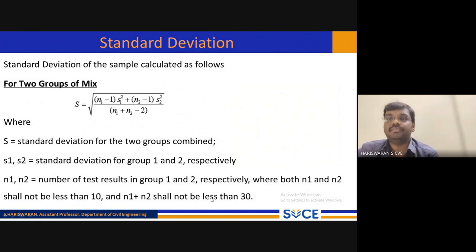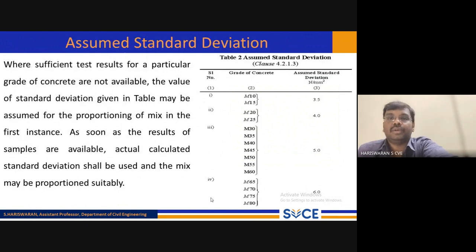Minimum 30 must be. We have to take from group 1, I can take 15, and group 2, I can take 10. I should not take 25 for group 1, and for group 2, I should not take 5. I have to satisfy the criteria, minimum 10 I have to take. So by this I can find the S value.